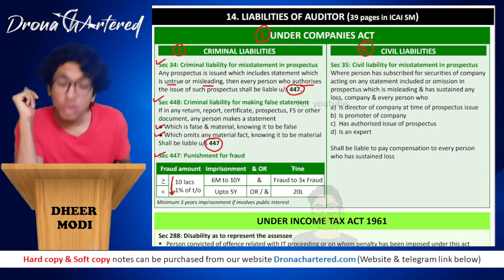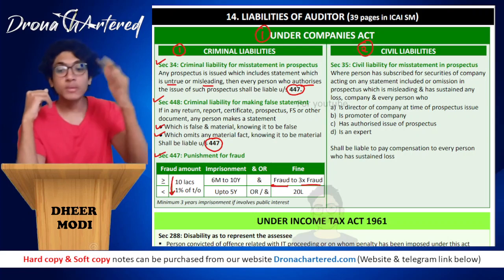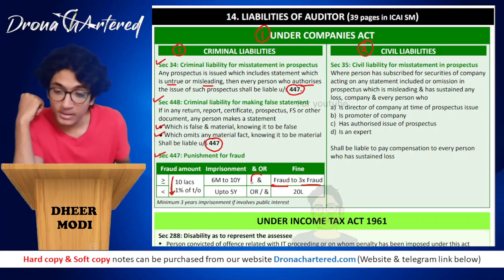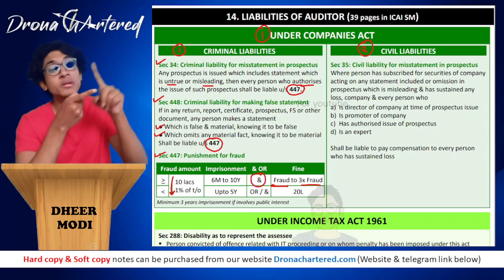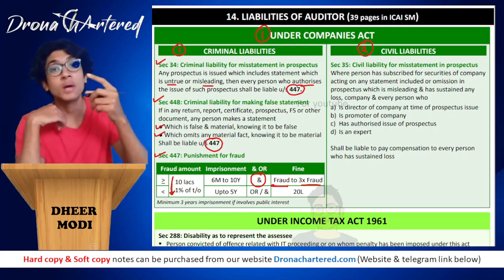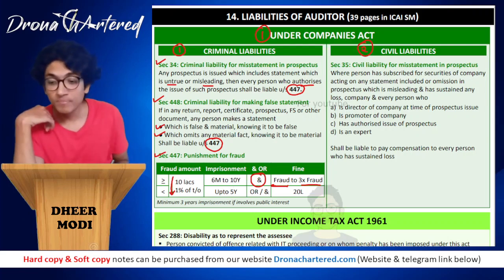And you will also be liable to a fine. The minimum is the amount of the fraud, up to 3 times the amount of the fraud. This will be your range of the fine. And remember, it is an "and" condition. That means imprisonment and fine both will be applicable if your fraud amount is 10 lakhs or 1% of turnover, whichever is lower, or more.